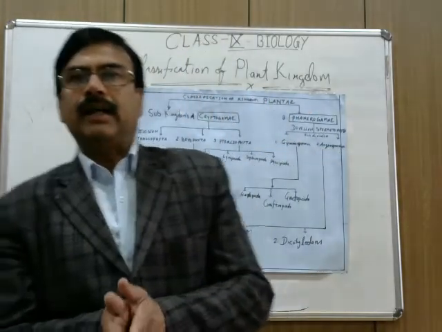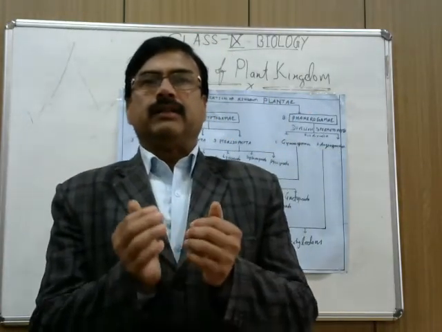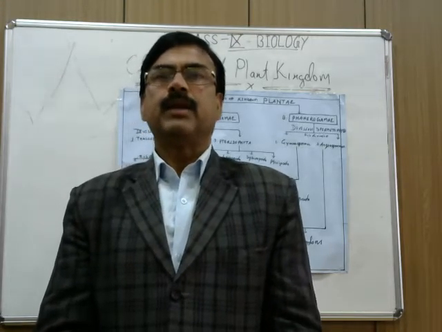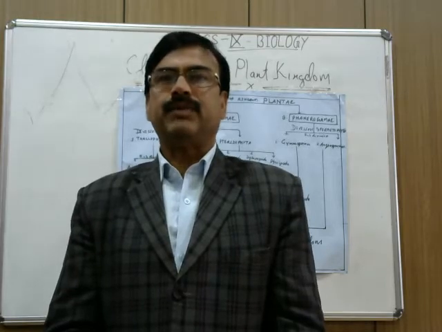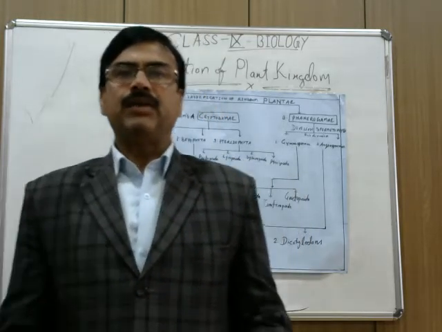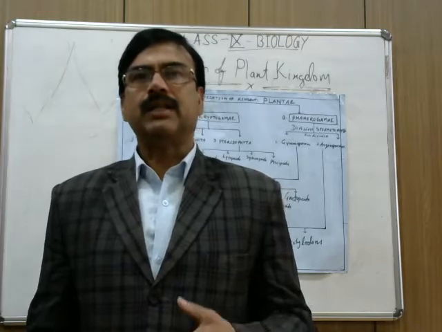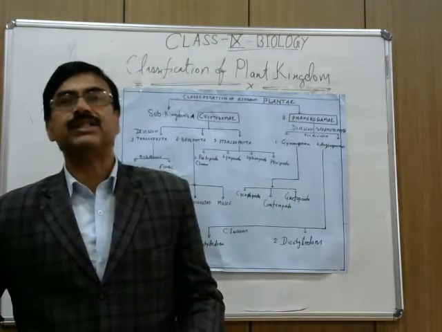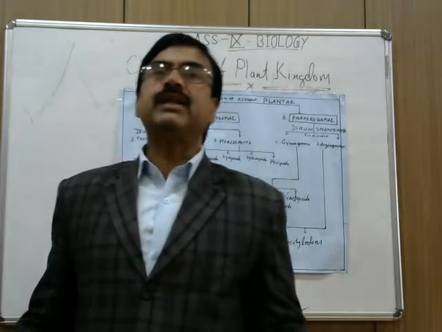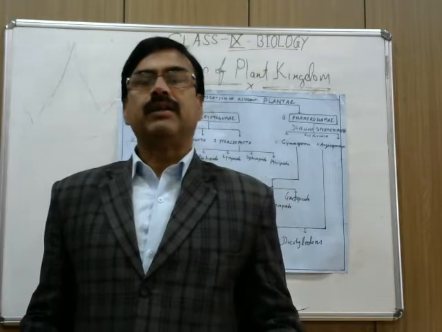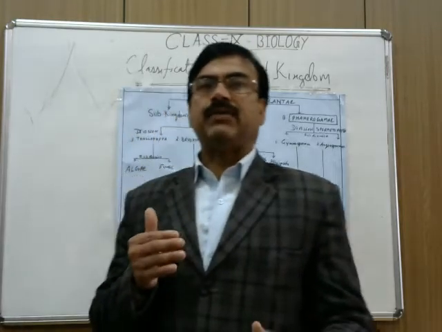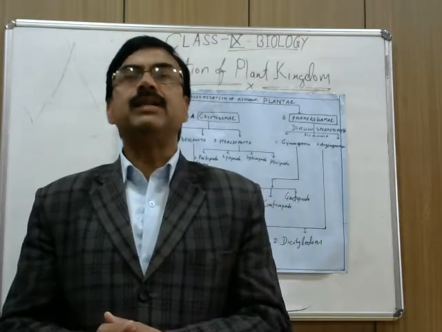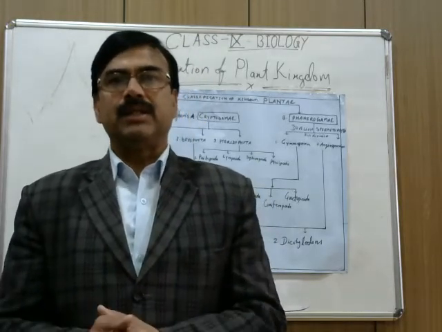Today I will start the classification of plant kingdom. But before beginning this topic, I would like to take you back, because in the last lecture I explained the five kingdom division system. And in the five kingdom division system, I explained the names of the five kingdoms: Monera, Protista, Fungi, Plantae and Animalia, with examples.